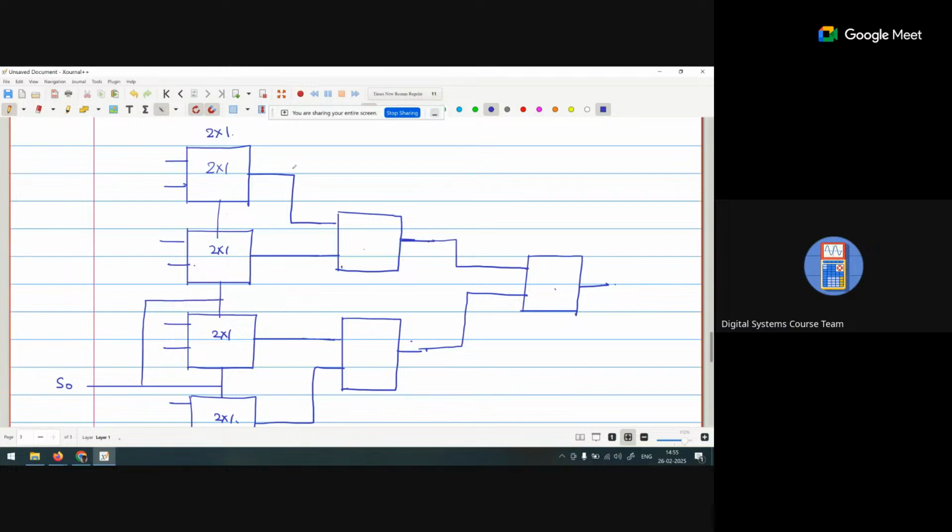We already explained: when we are creating a hierarchical or cascade structure, we always go from right to left as LSB to MSB. So S0 is the LSB. When I combine these two, it becomes S1, and if I combine this one, it is S2. 2 cross 1, 2 cross 1, and 2 cross 1. So if we implement 8 cross 1 using 2 cross 1, we require 7 muxes.